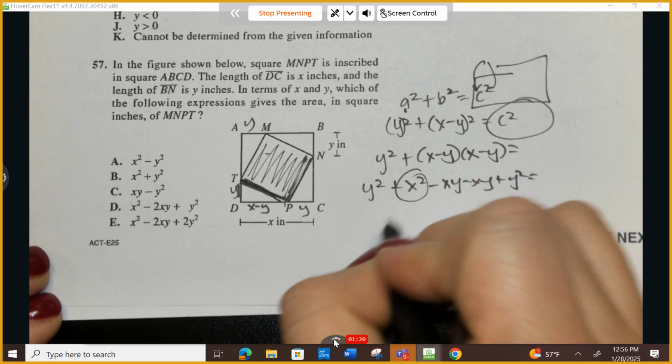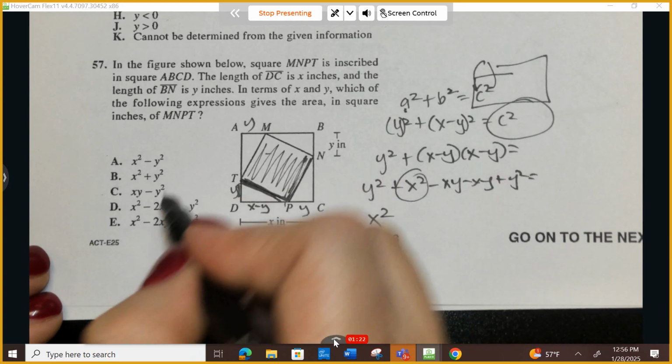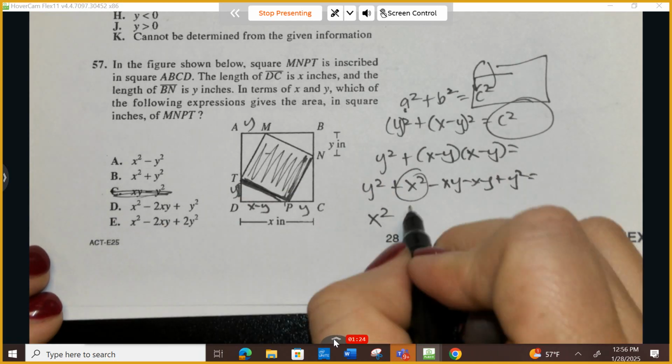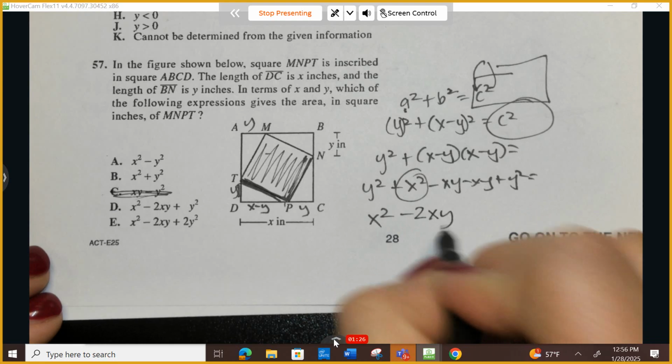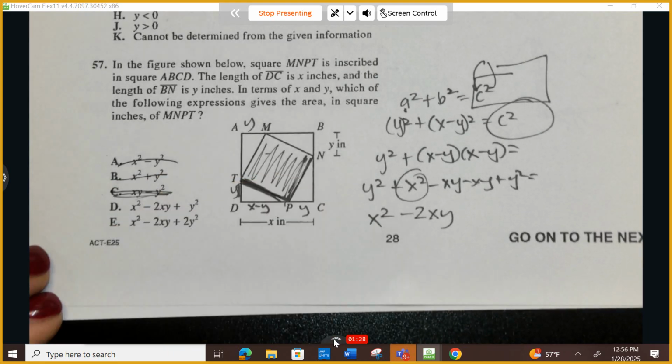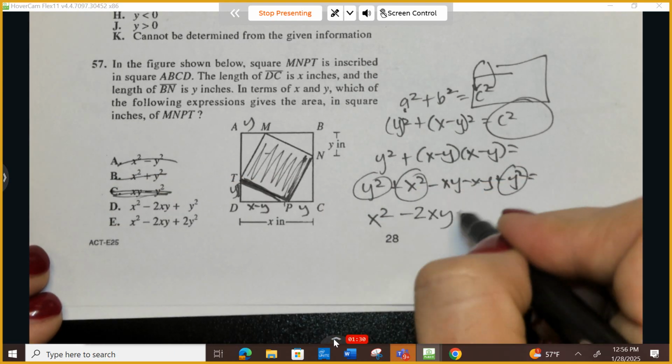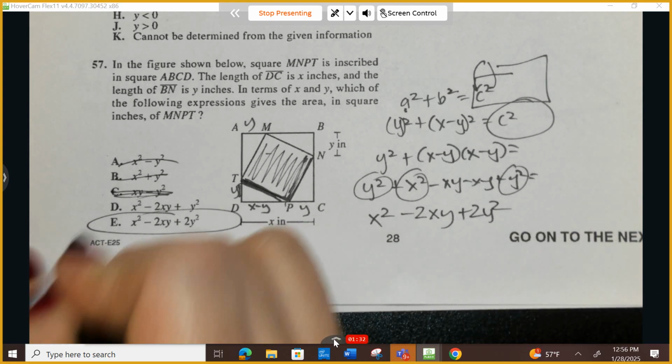Okay, so I have 1x squared, and so I'm going to look off to the side. Anything without an x squared I cancel out. And then I have minus 2xy, because there's two groups of them. Oh, I get to cancel out those. And then I have two groups of y squared, plus 2y squared. Correct answer is E.